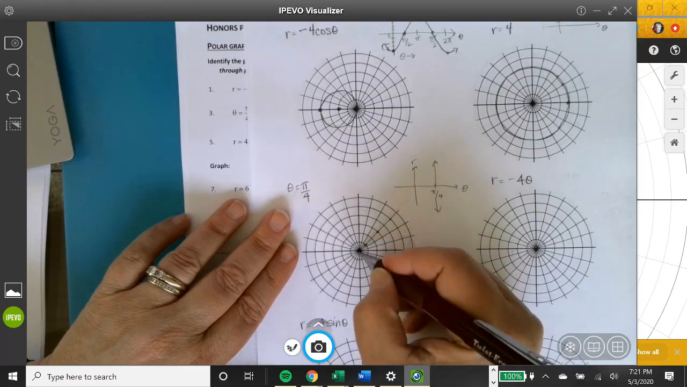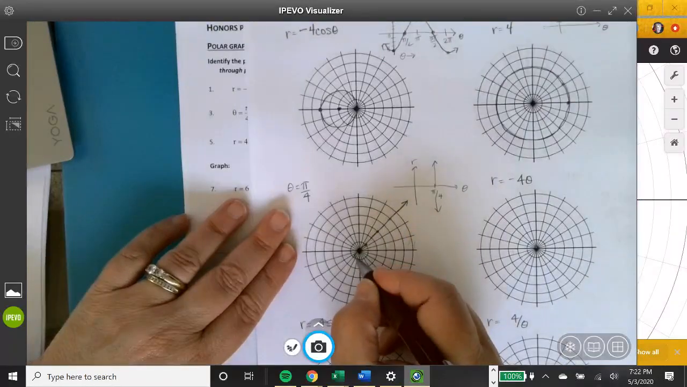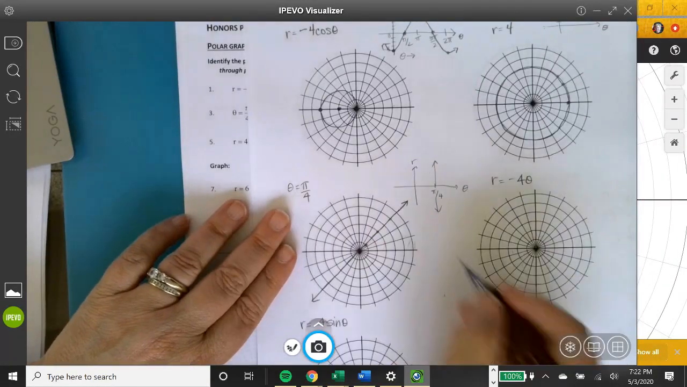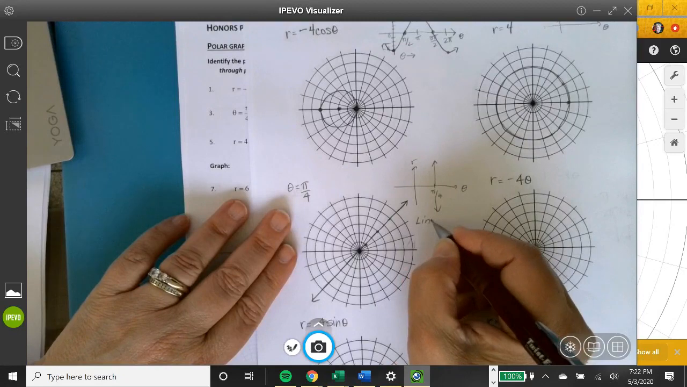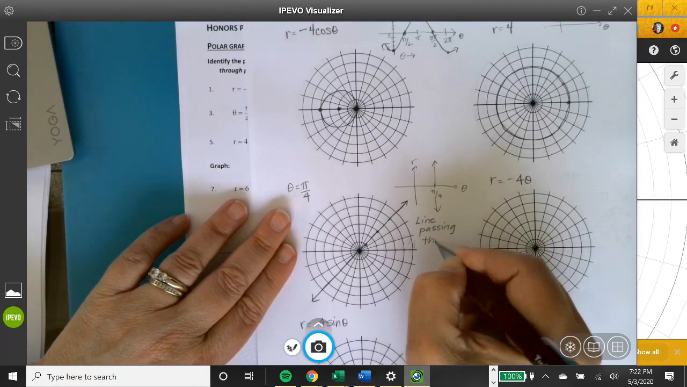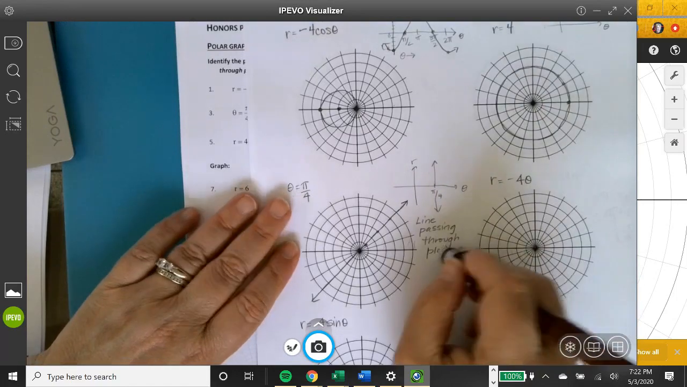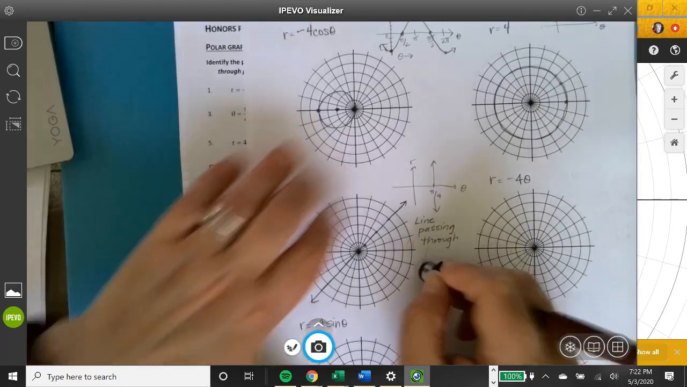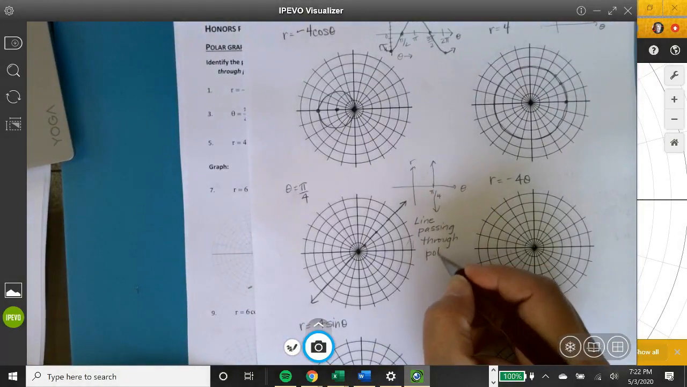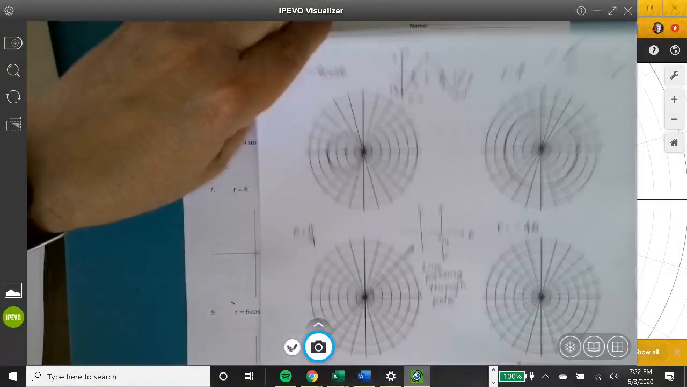And vice versa, right? So do you all see that this would be a line passing through the pole? Through the pole. Oh my goodness gracious. I'm being dyslexic today. Happens.